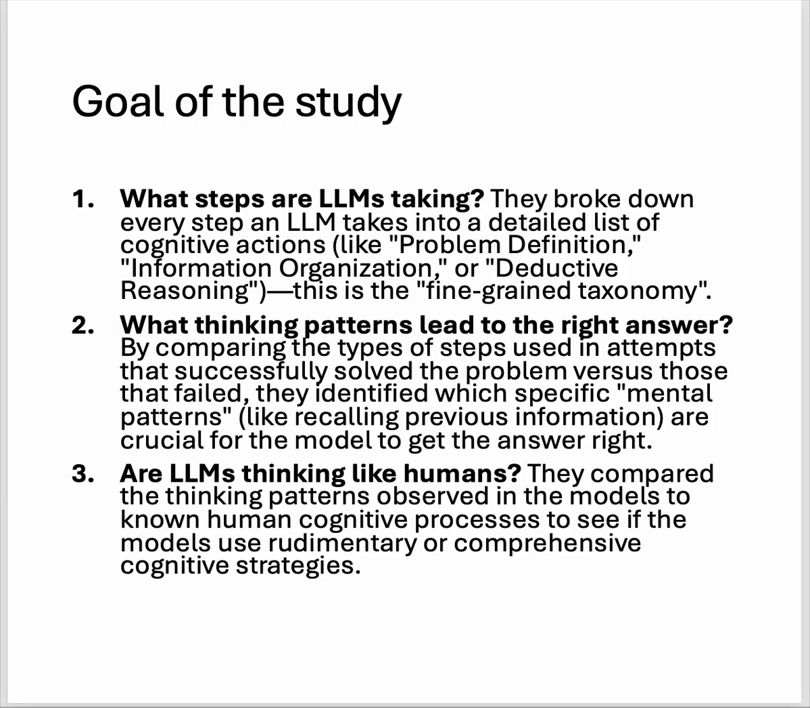Specifically, the paper looks to answer three core questions. Number one, what steps are the LLMs taking? We needed a fine-grained taxonomy of the cognitive actions to label every step. Number two, what thinking patterns lead to the right answer? By comparing the successful versus failed COTs, we wanted to pinpoint the crucial mental patterns. Number three, are LLMs thinking like humans? We compared the model's observed patterns against established human cognitive strategies.